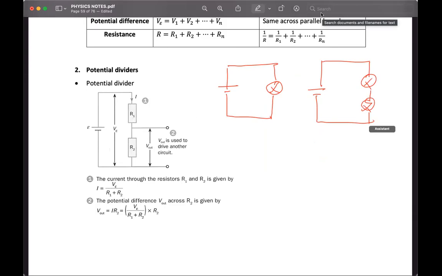Okay. Can you see these two circuits? Do you remember in primary school, which light bulb will be brighter? The left or the right? Can you tell me which light bulb will be brighter? The left, this light bulb A, or these two light bulbs?